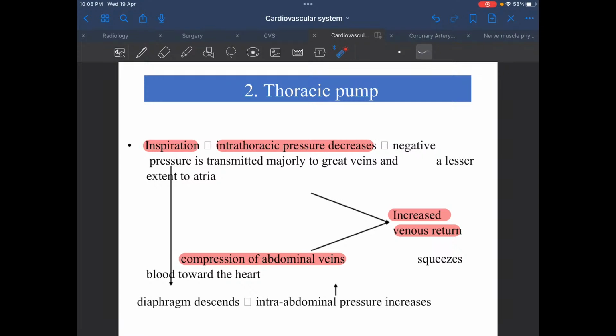There is one more factor involved in this. Whenever we are going to inspire, that will also compress what? That's going to lead to compression of the abdominal veins as well. And that compression is also going to facilitate your venous return. So that is the second factor that is involved. That is your thoracic pump. Okay, I hope that's clear.